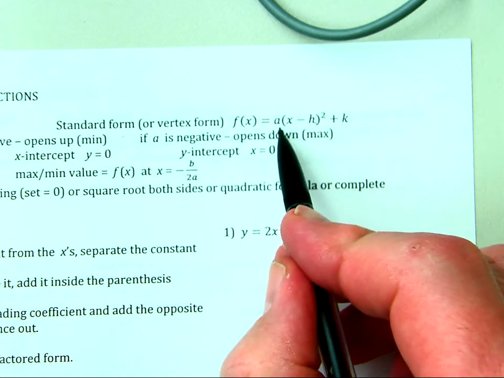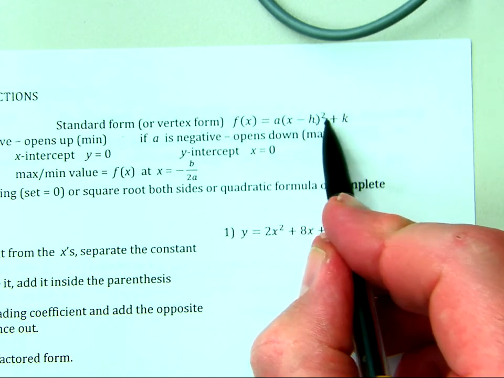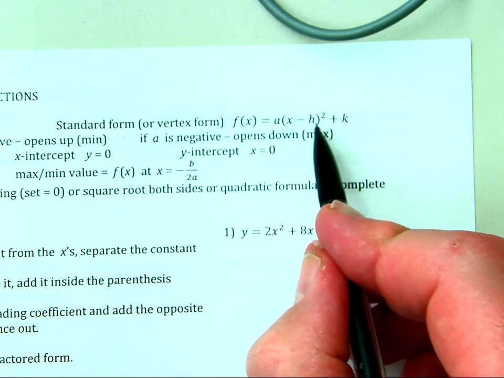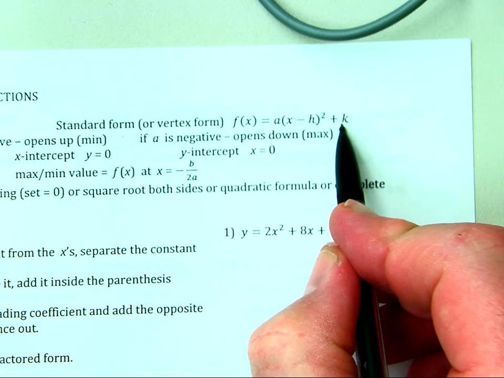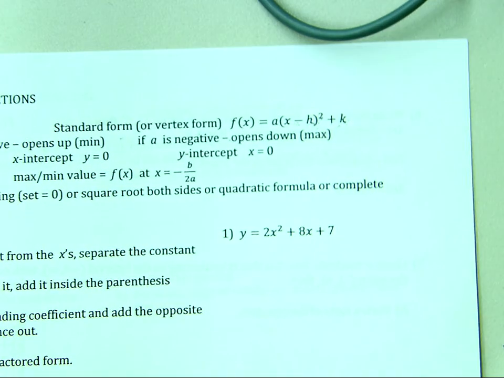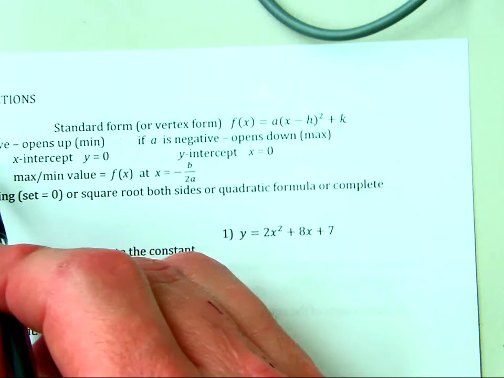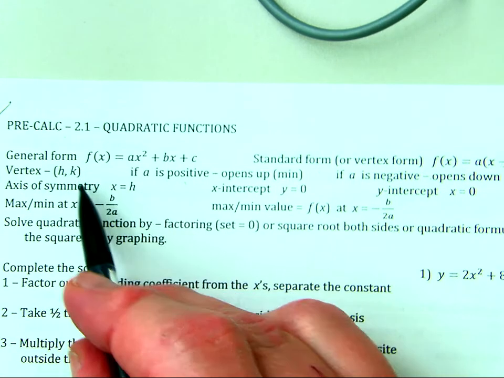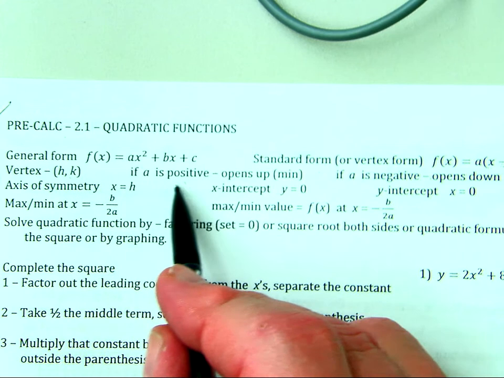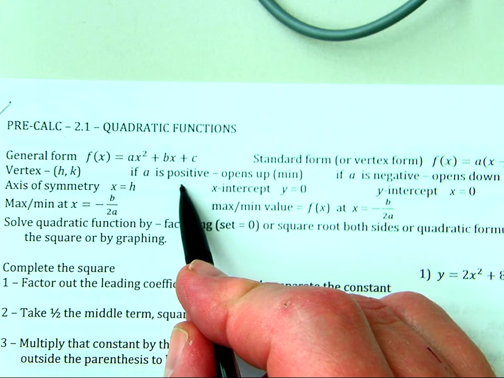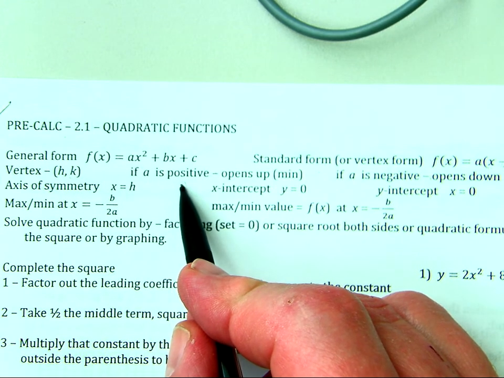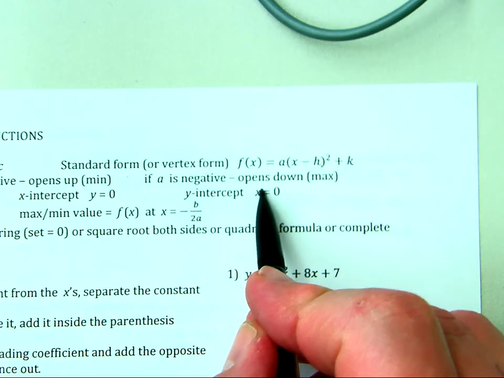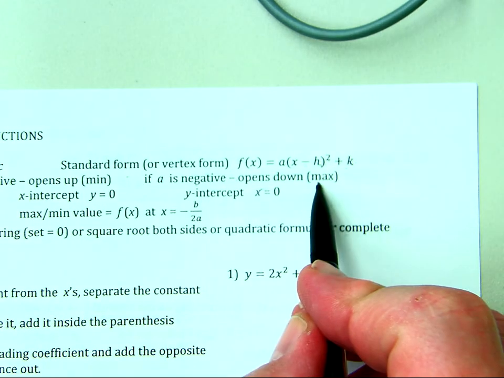If it said x plus 1 squared minus 3, since it says x plus 1, that'd be a negative 1, comma, and since that was minus 3, negative 3. So that tells you the vertex. The a tells you whether it opens up or down. If a is positive, it opens up, so it has a minimum point. The vertex is a minimum because it's at the bottom. If a is negative, it opens down, so it has a maximum point because the vertex is up on the top.